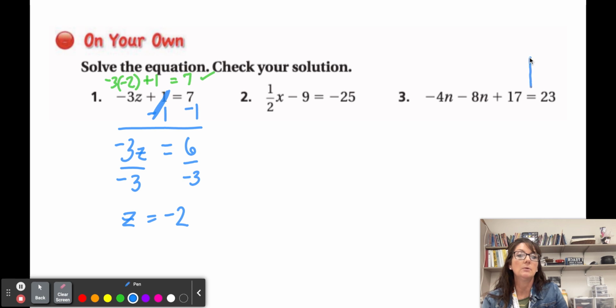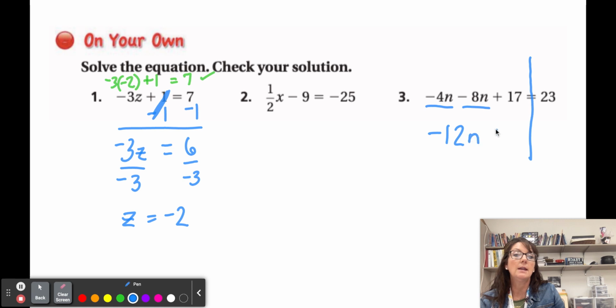So here's your equal sign right here. So that's the two sides of the equation, okay? Sometimes you have to simplify both. We'll get there eventually as well. But right now we have negative 4n and a negative 8n. The operation in front of the number becomes the sign of the number. So when we have two negatives, we add them. So we get negative 12n plus 17 equals 23.